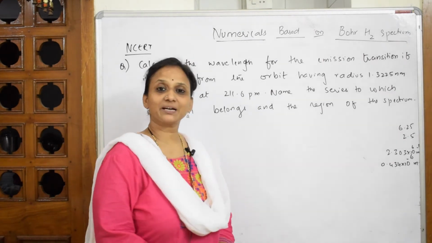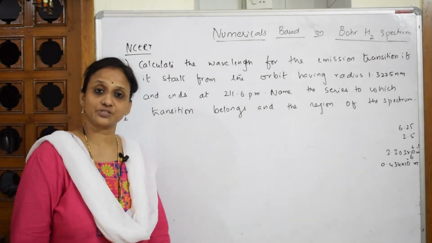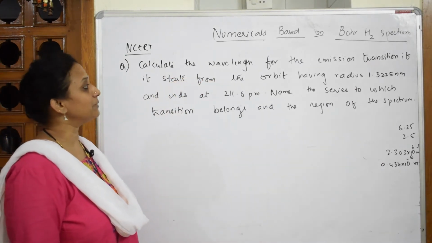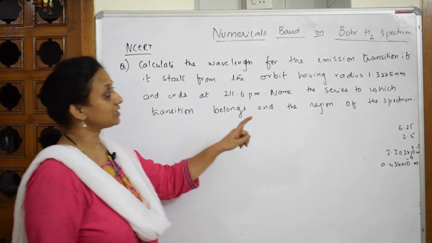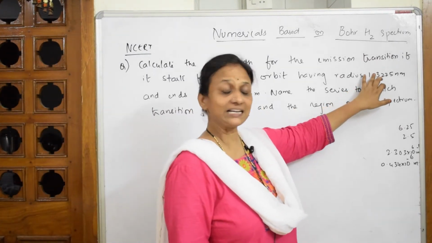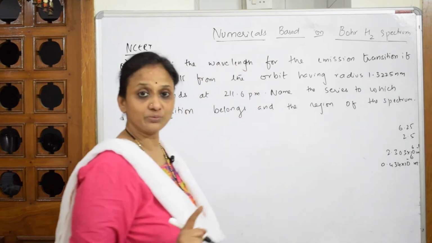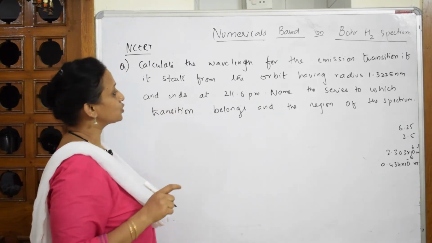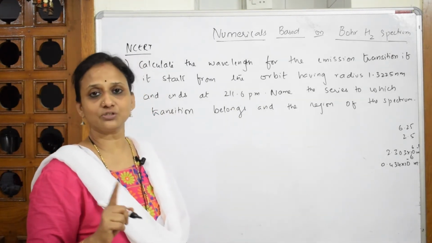Right, now let's come back and solve an NCERT numerical which is based on Bohr's hydrogen spectrum. Let's see this. Here what do they give us? Calculate the wavelength for the emission transition, if it starts from the orbit having a radius of 1.3225 nanometers, and ends at 211.6 picometer. So both are given in different units. You need to convert that.